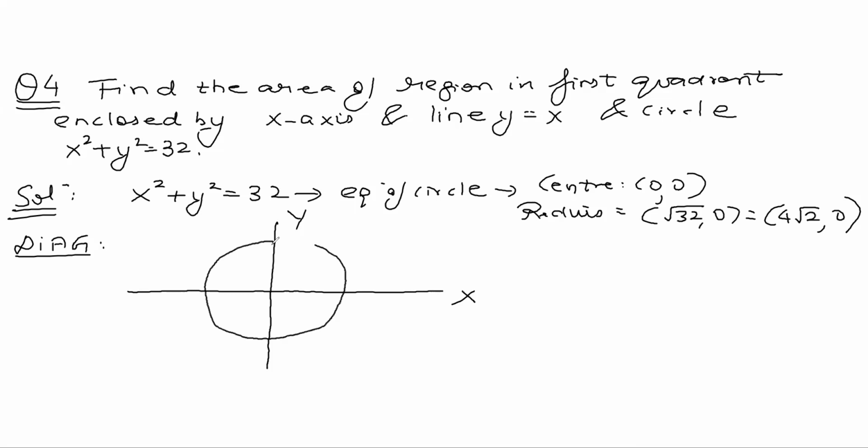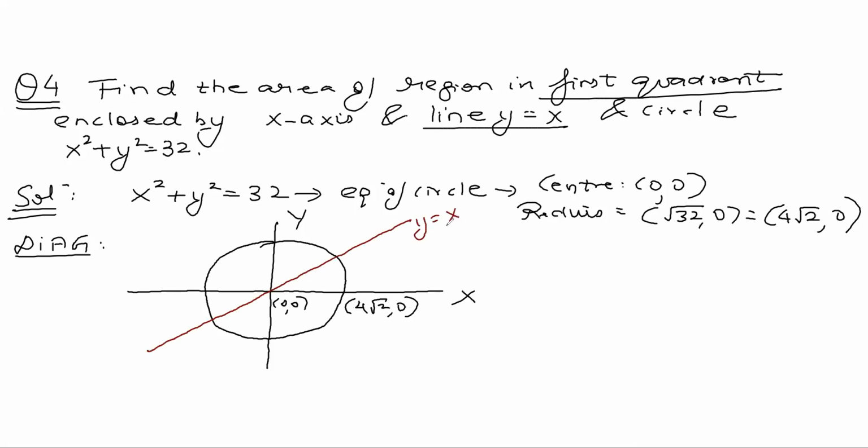You can see the circle I've drawn. Origin is at 0, 0. This is 4 root 2, 0. They are asking us only the first quadrant and the line y equal to x. Now, guys, the line y equal to x, you can see in brown color. This is the line y equal to x.